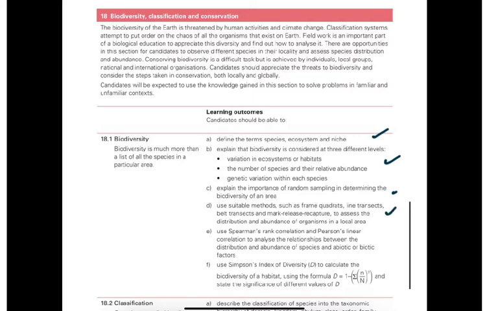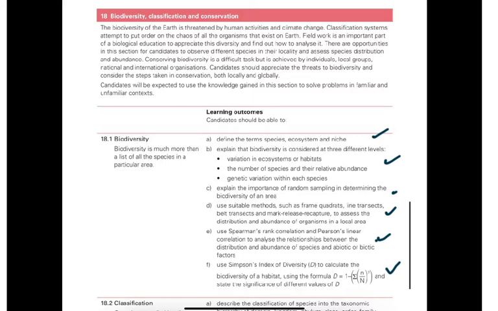Then the maths that we've got to do in this chapter: the Spearman's rank correlation and the Pearson's linear correlation. It's important that we know these two mathematical problems that we're going to handle. And then we have to do the Simpson's index of diversity. So basically 3 maths topics that we need to cover in this chapter.